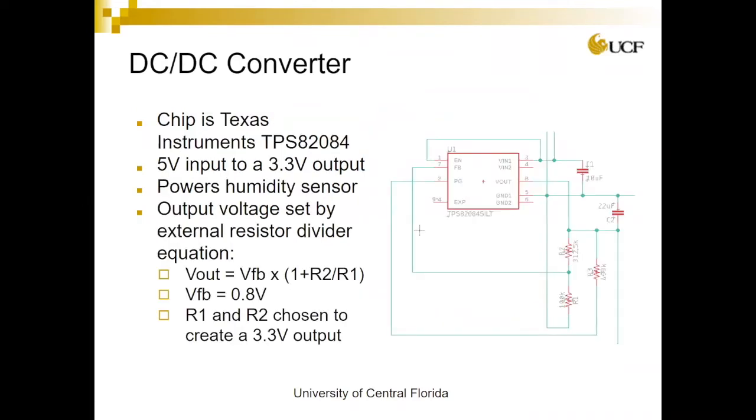There is only one device that needs a voltage that's smaller than 5 volts, and that is the humidity sensor. And it works best with a 3.3 volt input, so we needed a DC to DC converter that transforms our 5 volt input to a 3.3 volt output. This is an adjustable input/output chip. The inputs range from 2.5 volts to 6 volts, and the outputs range from 0.8 volts to whatever the voltage input is. The equation shown in this slide is given in the data sheet, and we chose appropriate values as needed to get a 3.3 volt output.